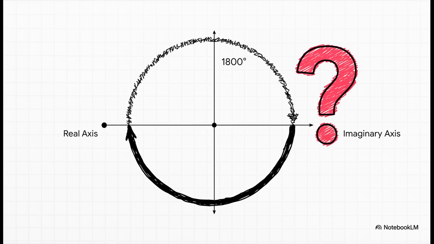Okay, so we just saw that a 180-degree rotation is the same as multiplying by -1. So what about a 90-degree rotation? A quarter turn? We don't really have a number for that, or do we?